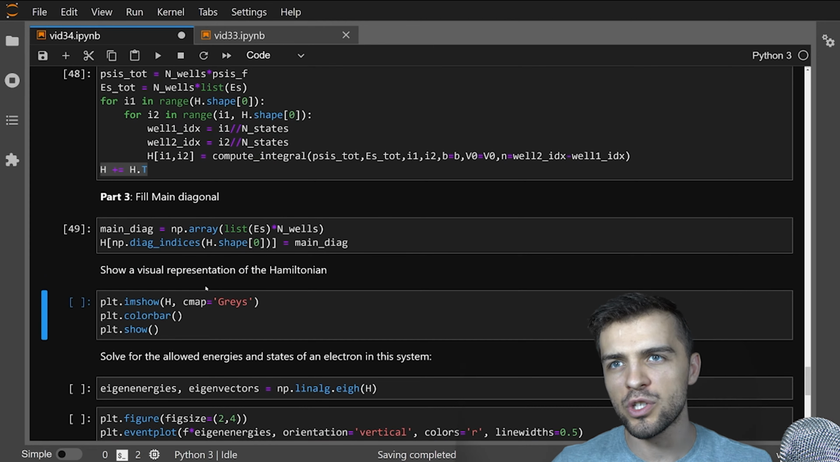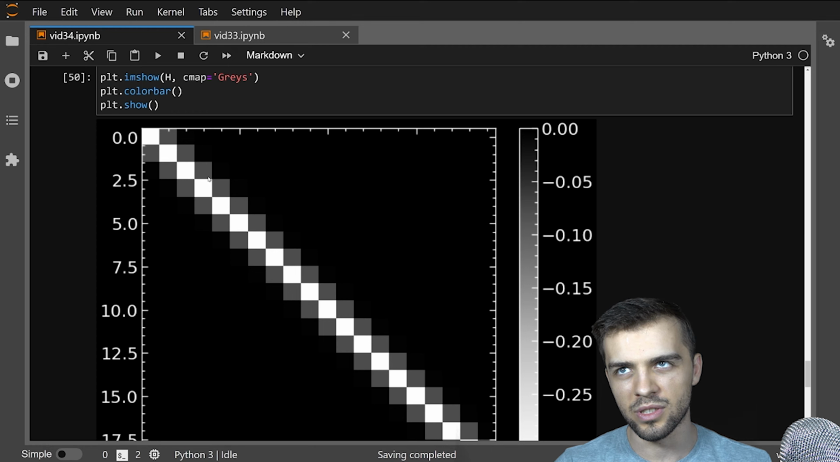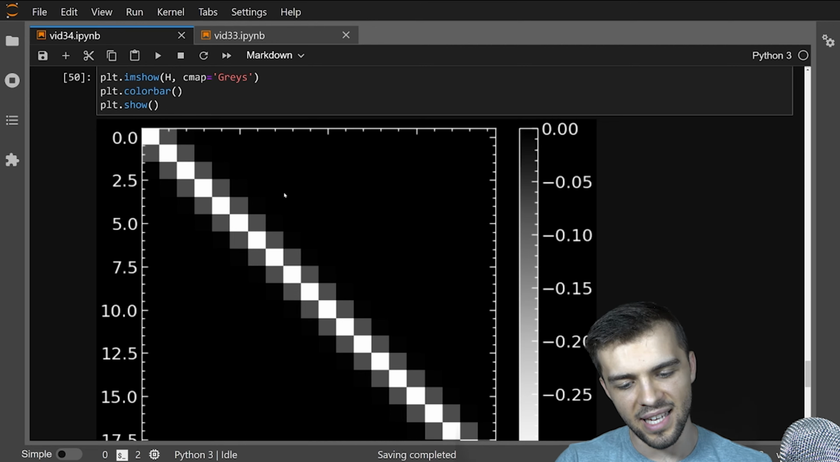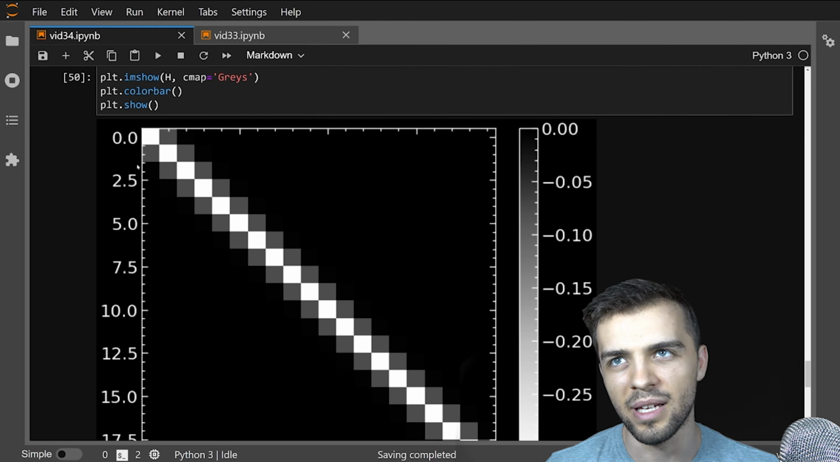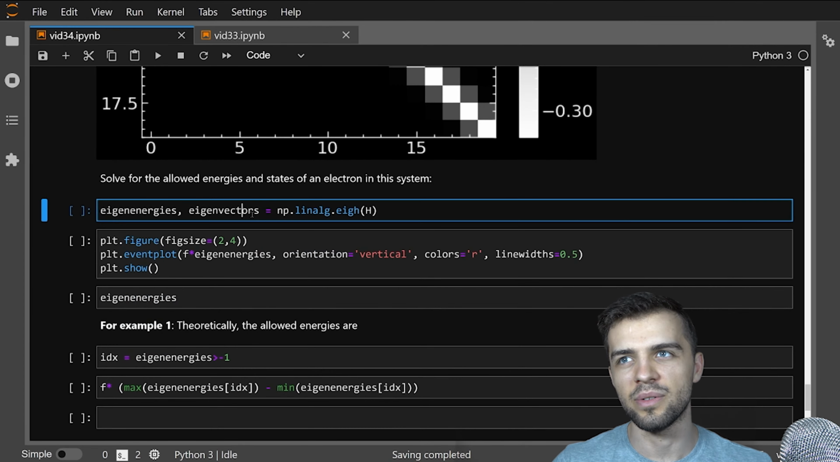I can show a visual representation of the Hamiltonian here. This is what my Hamiltonian matrix looks like. I have these large values here, and then it decays as you go to the sides. It's essentially a tridiagonal matrix. We can solve for the allowed eigenenergies and eigenstates, so that's what I do here.